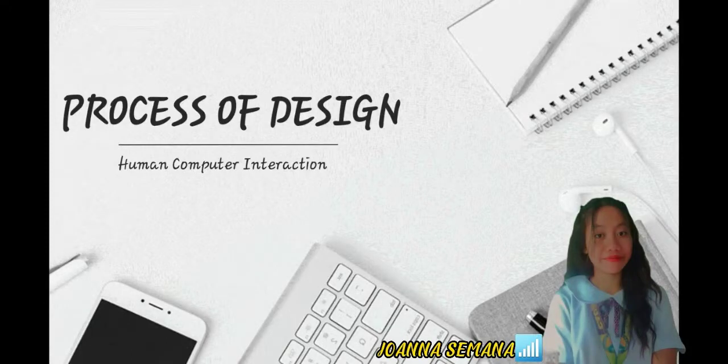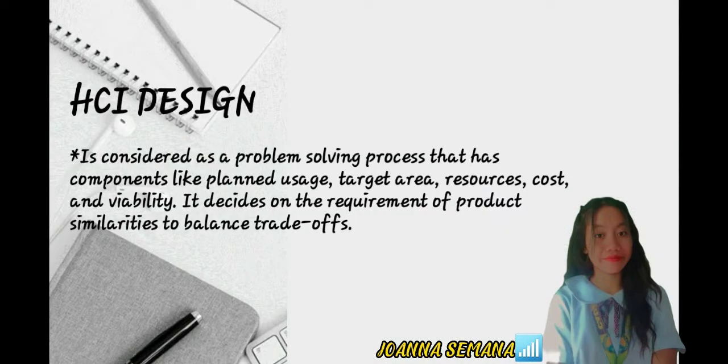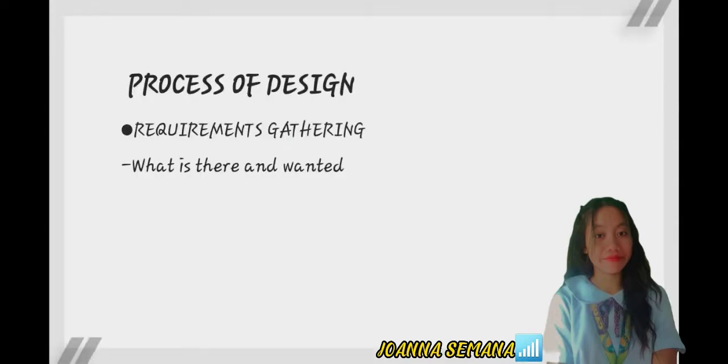Now we will discuss the process of design. Here we'll take a simplified view of the four main phases plus an iteration loop focused on the design of interaction. So what is HCI design? HCI design is considered a problem-solving process that has components like land usage, target area, resources, cost, and viability. It decides on the requirements of the product, similar to the balanced traits of the process of design.